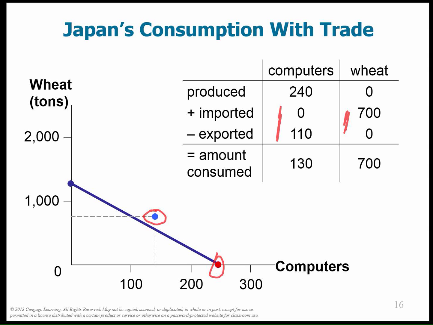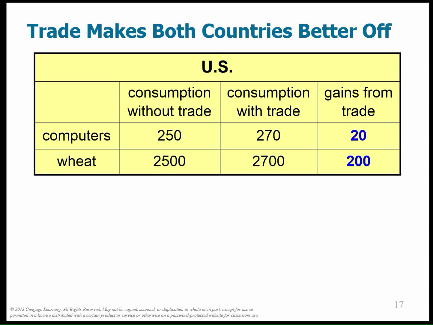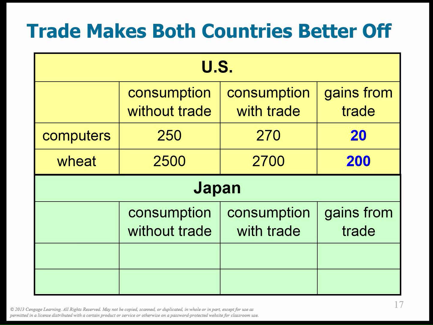Both countries are now consuming in the area that we said was impossible without trade. So it really looks like both countries might be better off with trade. All right, so let's put this in a comparison. Remember, without trade, the U.S. was utilizing 250 computers, with trade 270. That is a gain of 20, and the same thing with wheat, they're gaining 200. Japan, okay, they actually have a gain on both computers and wheat.